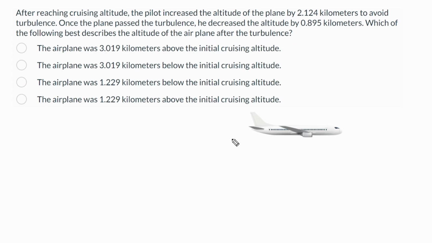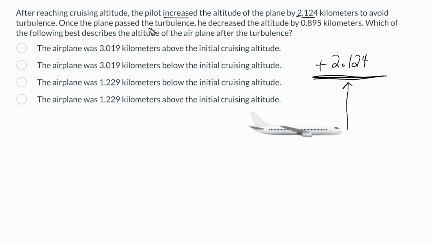All right, so before this airplane hits turbulence, it has an initial cruising altitude, and that is not given. All that is given is that once this plane hits turbulence, it increases its altitude by this many kilometers. So whatever its cruising altitude is, once it hits rough weather, it has to climb up, which is a gain of 2.124 kilometers. So then the airplane would be at this elevation right here.